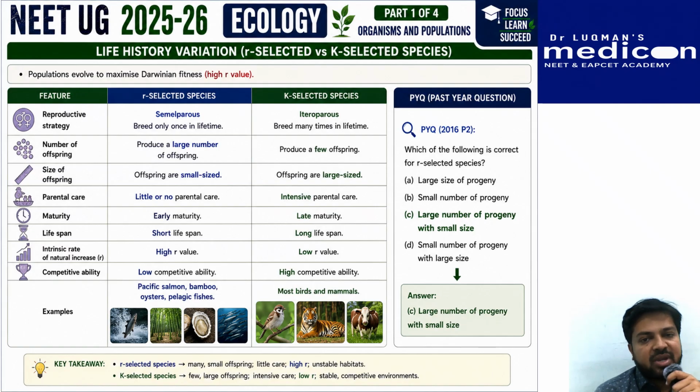Let's see the previous year question. Which of the following is correct for R selected species? Large size of progeny? No, the progeny size is small actually. Small number of progeny? No, a large number of offspring actually. Large number of progeny with a small size. Yes, that is the characteristic of R selected species, and the other statements suit K selected species. So the answer is C. Stop the video and revise it multiple times.